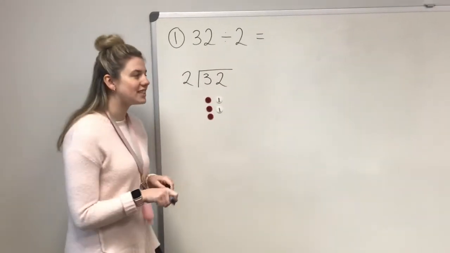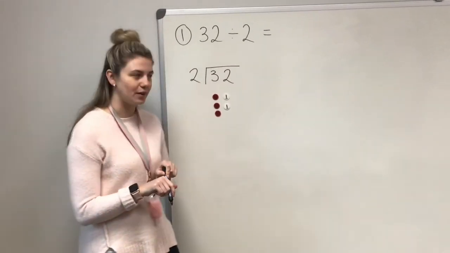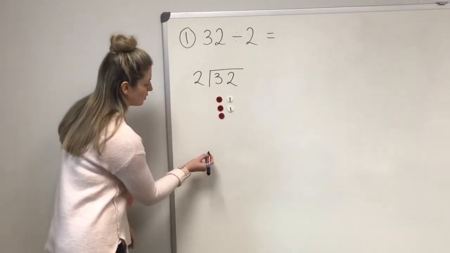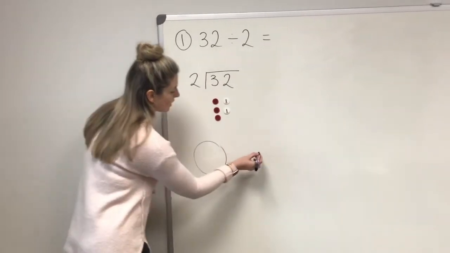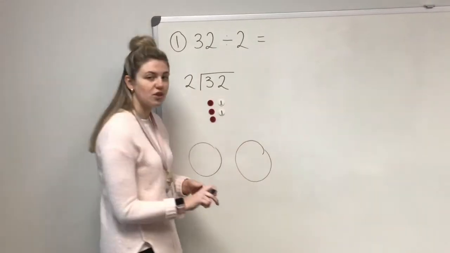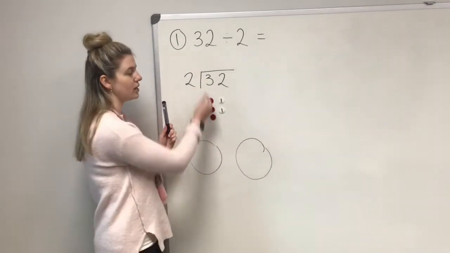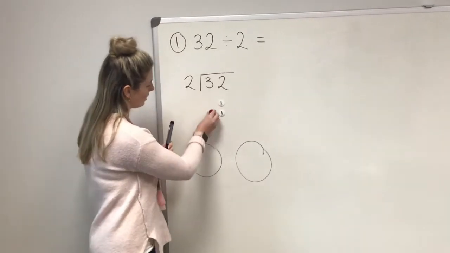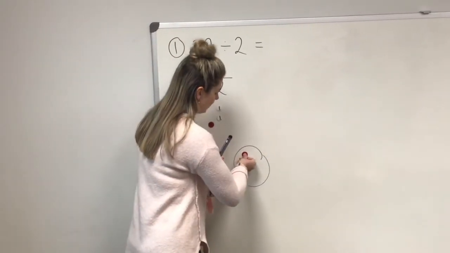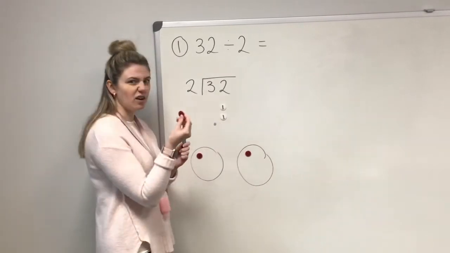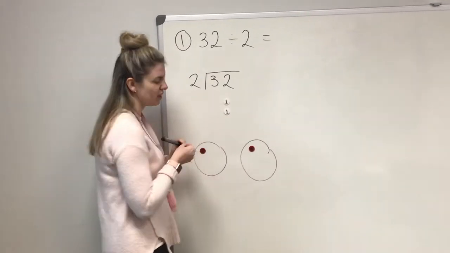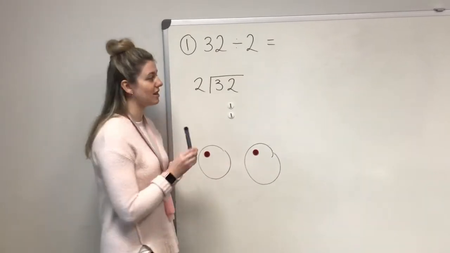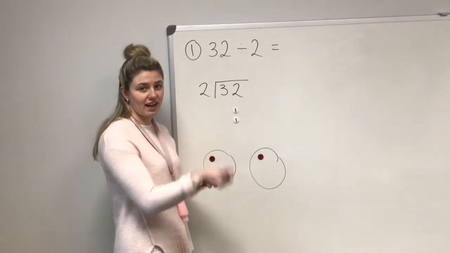So question 1 is 32 divided by 2. So we have our 32, our 3 tens and our 2 ones. We're trying to break them down into 2 groups. Okay, so we always start with our highest value, that's our tens. So 1 there, 1 there, and we've got 1 left over.